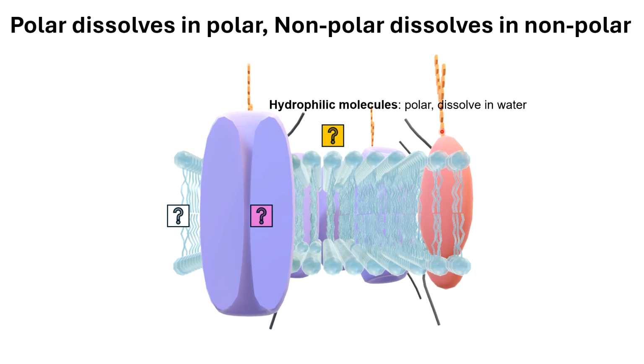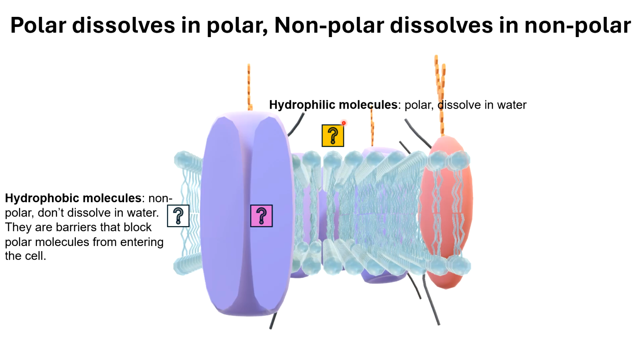molecules, which are polar, will dissolve in water, okay? And they're going to be in the outskirts of the cell membrane. These heads, these balls you see right here, are going to be these hydrophilic molecules. Now looking at hydrophobic molecules, these are non-polar, so they don't dissolve in water because water is polar. There are barriers that are going to block polar molecules from entering the cell, so they're useful to our cells.